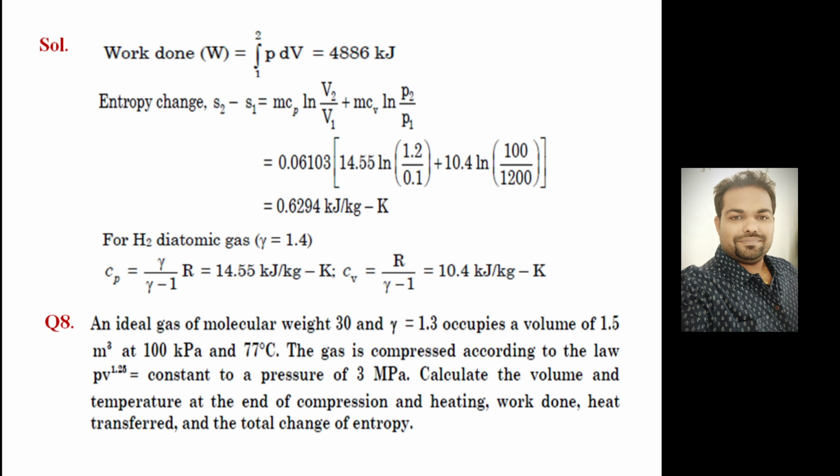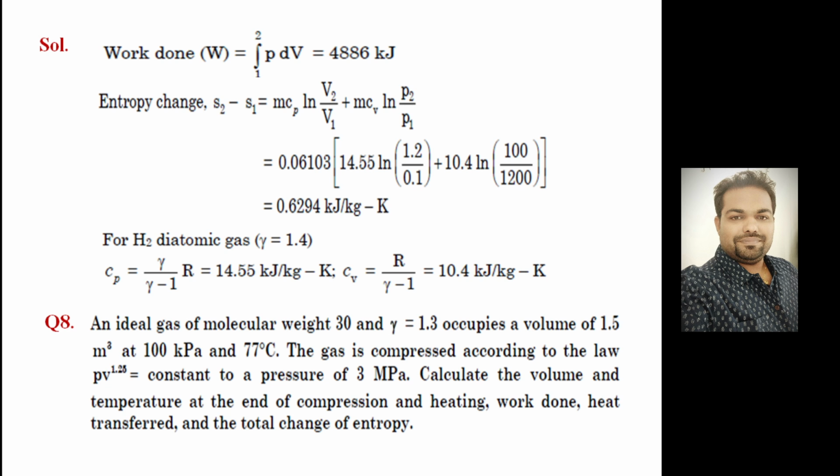Just go through the statement. The statement is saying an ideal gas of molecular weight 30 and gamma equal to 1.3 occupies a volume of 1.5 meter cube at 100 kilopascal and 77 degrees Celsius. The gas is compressed according to the law PV to the power 1.25 is equal to constant to a pressure of 3 megapascal. Calculate the volume and temperature at the end of compression and heating, work done, heat transfer, and the total entropy change.